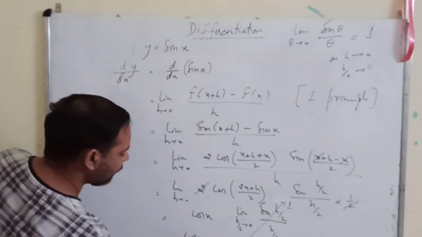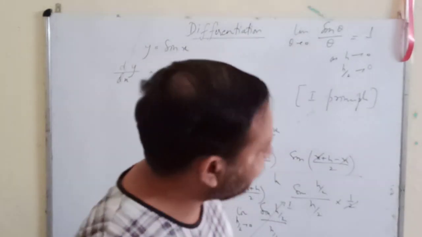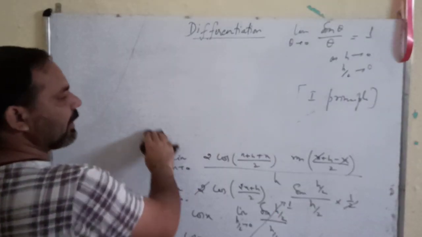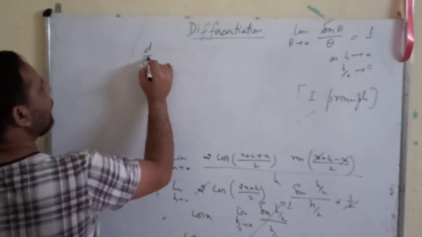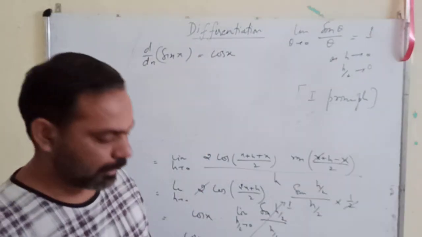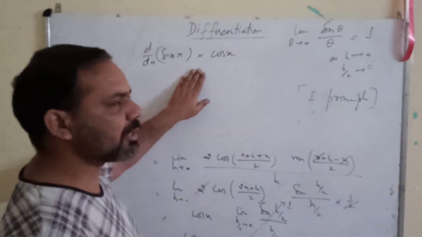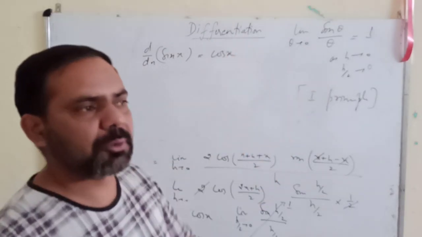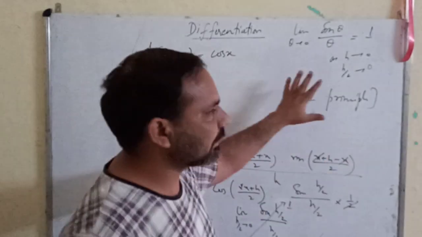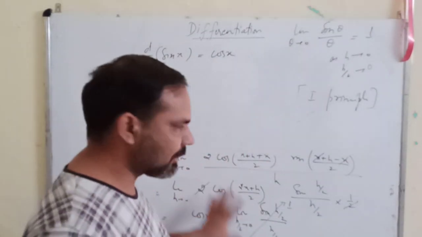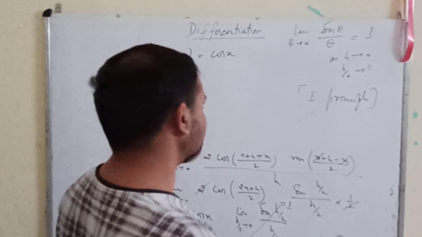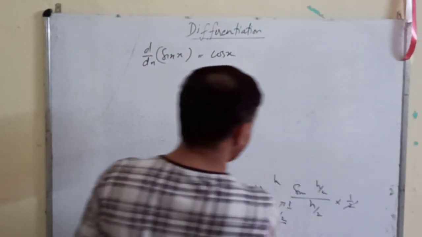And what is your answer? Cos x. So now what is my formula? Simple: d by dx of sin x equals cos x. This is my formula, which is obtained from the first principle. Actually, all these formulas are obtained from the first principle method, but I will not discuss all of them. You can try yourself in a similar way. I will give you a few formulas which we will need while doing the physics syllabus, and I'm noting them down here quickly.